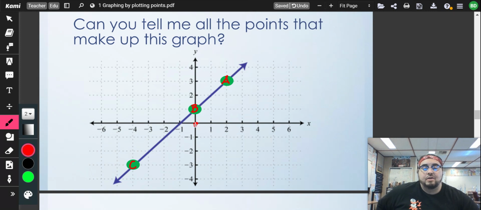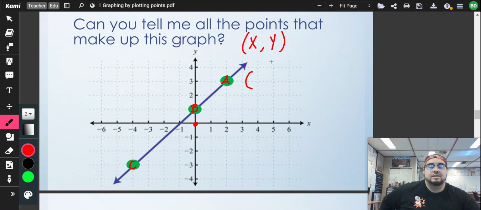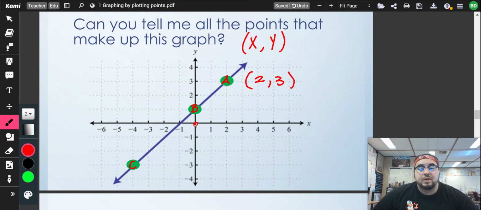And all of your movement is based on what you're doing to get from the origin to the point. So to get to point A, if I was giving someone directions, telling them how to get to that point, I would tell them, starting from 0, 0, you're going to go 2 to the right, and you're going to go up 3. So remember, we always give directions in x, comma y, alphabetical order. So we tell them left and right first, and then up or down. So we would go right 2 and up 3. 2, comma 3.